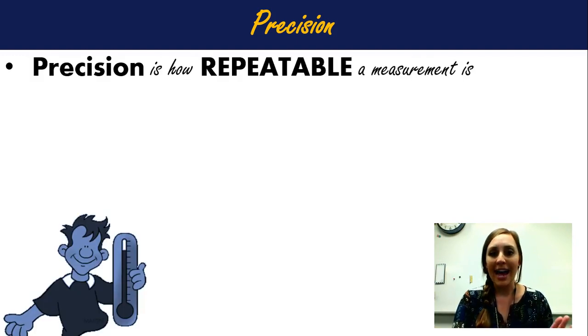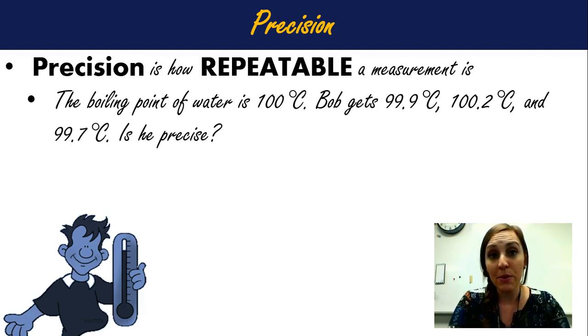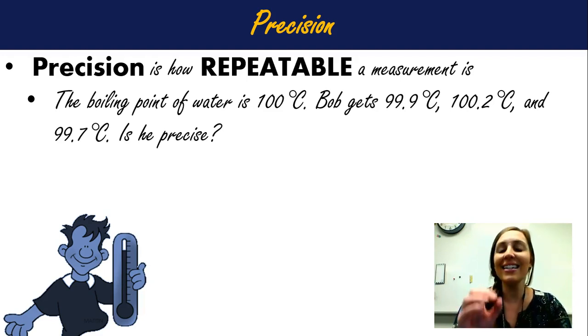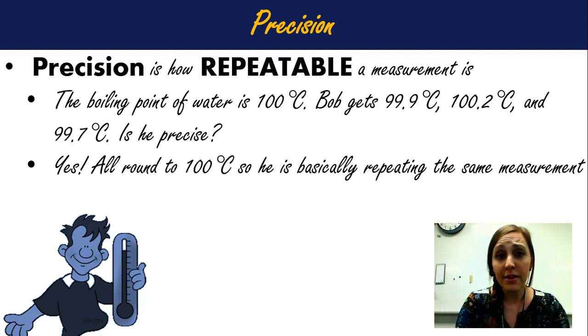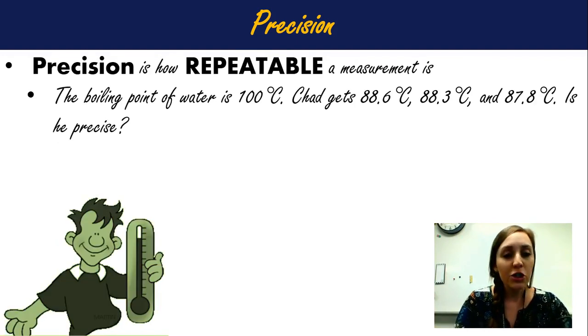All right. So precision, again, is how repeatable a measurement is. So Bob got 99.9 degrees Celsius, 100.2 degrees Celsius, and 99.7 degrees Celsius. Is he precise? As in, did he repeat just about the same number each time? Yes, they all round to 100 degrees, so all of them are pretty much the same thing, so he is precise. How about Chad?